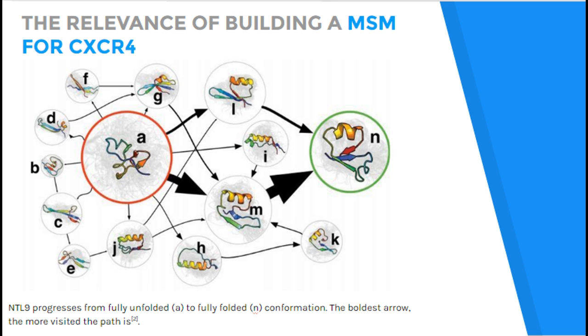A Markov state model is a statistical method that describes the dynamics of interconnected states, assuming that the transitions between the states are independent of previous transitions. For example, in the picture we can see all the possible states of protein NTL9, from fully unfolded, which is A, to fully folded, which is N. The arrows are the transition pathways between states, and the bolder the arrow, the more visited the path is.